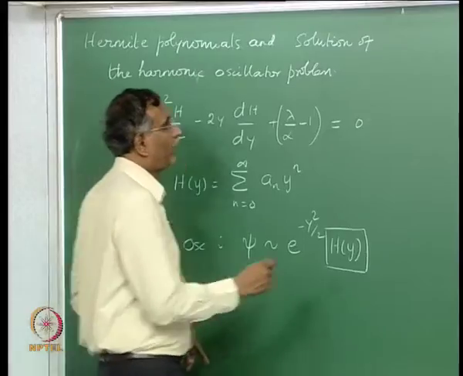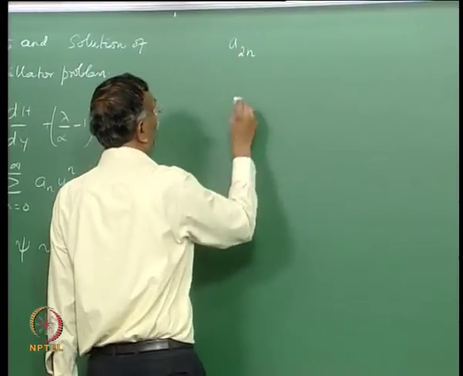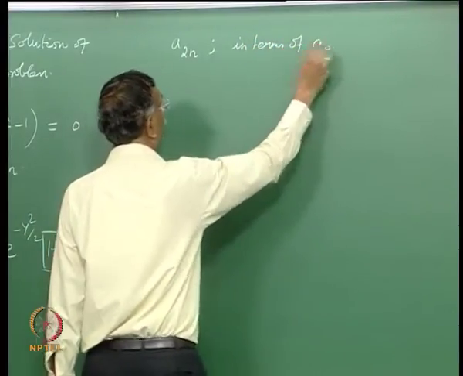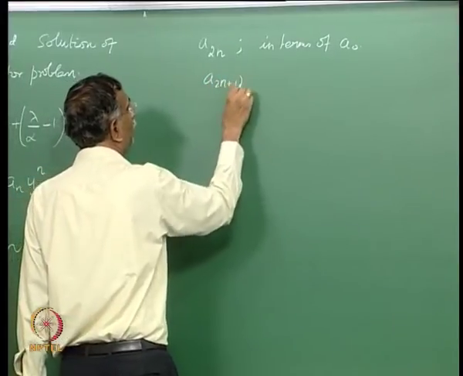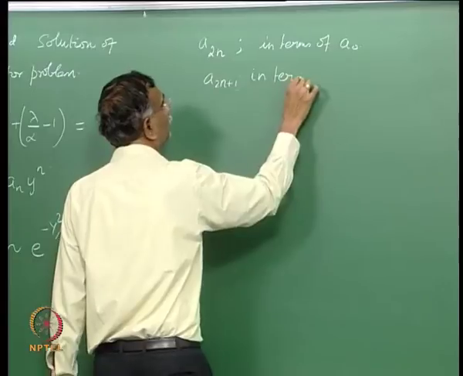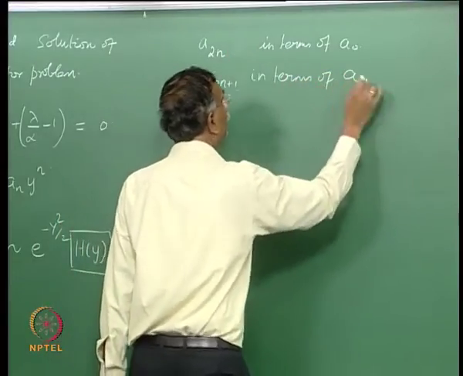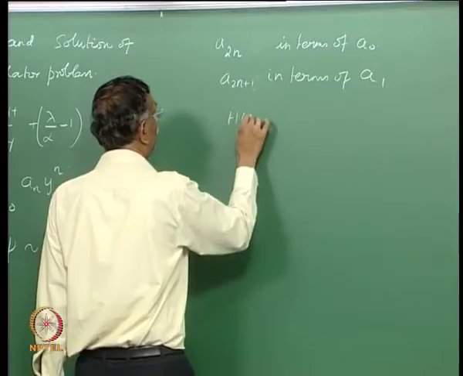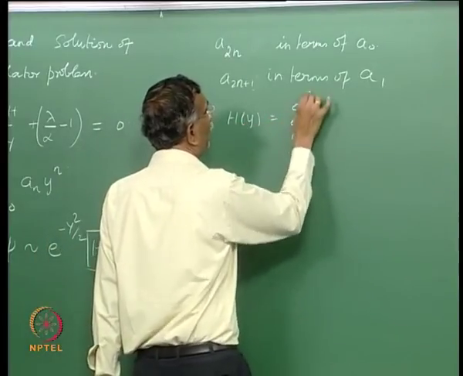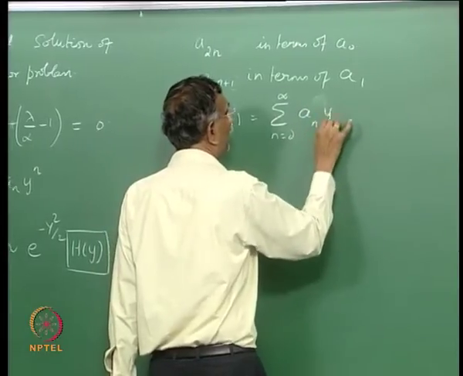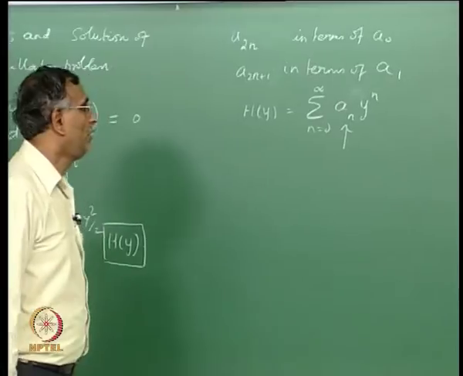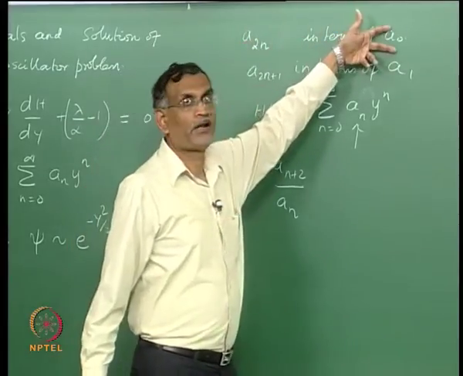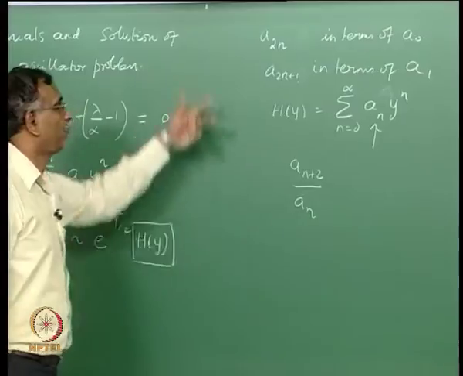We have obtained a relation for a 2n in terms of a naught. That was the last line of the last lecture, and a 2n plus 1 in terms of a 1. Therefore, we know that the series h of y, sum over n equal to 0 to infinity a n y to the n, we know what the a n's are, and we need to look at a n plus 2 by a n, because you see it is either a naught or a 1. So, the series alternates with the coefficients.